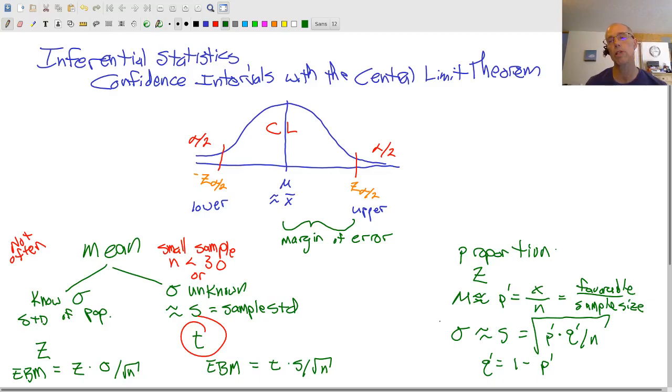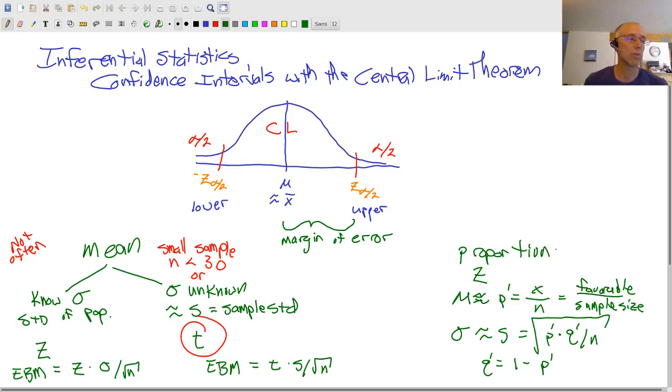How do you find the appropriate t-score or z-score here? So when we're doing a confidence interval, we have to decide if we're doing a mean or a proportion. If we're doing a mean, we have to decide whether we use z-scores or t-scores. And we use t-scores if it's a small sample size or the standard deviation of the population is unknown, which is most of the time.